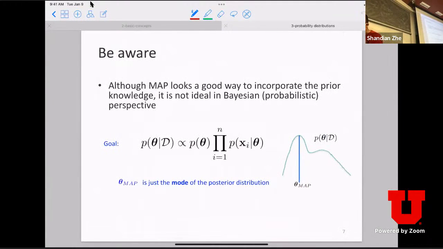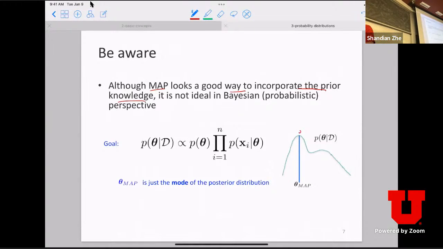And here, I want to emphasize that although MAP estimation looks a good way to incorporate the prior knowledge, from a Bayesian or probabilistic perspective, it is not ideal. Why? Because MAP estimation essentially is to find a mode, or the point at which the posterior probability is maximum.